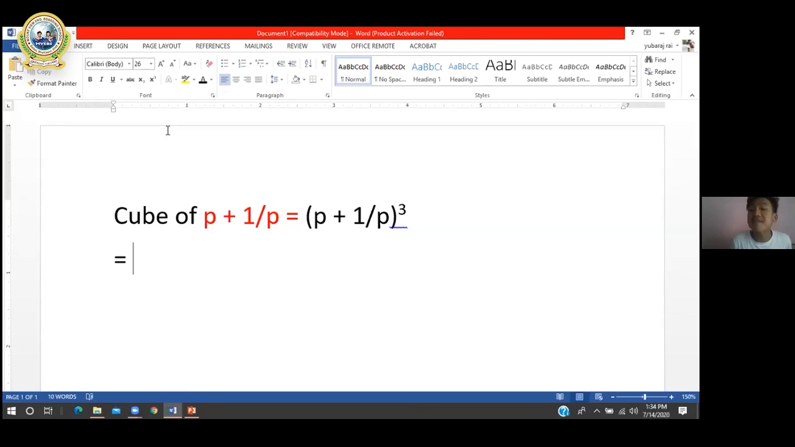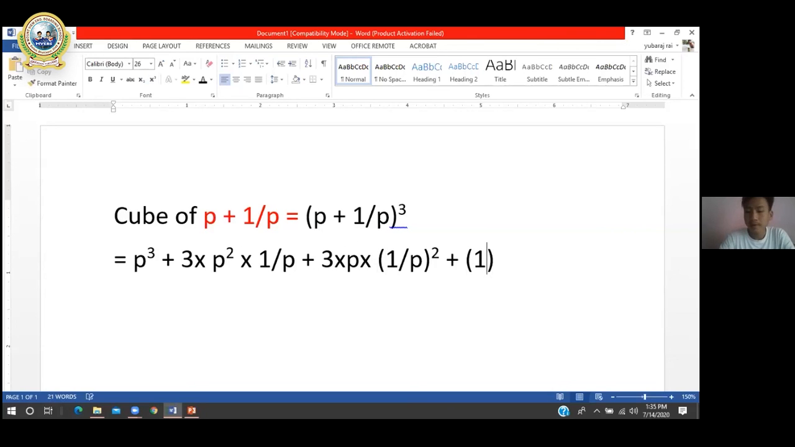Now using that formula, we will open this up. In the place of a, we have p. In the place of b, we have 1 by p. So we have a cube plus 3a square b plus 3ab square plus b cube. Okay?